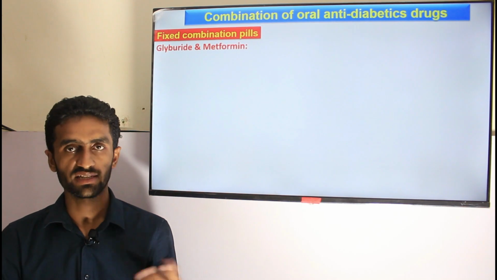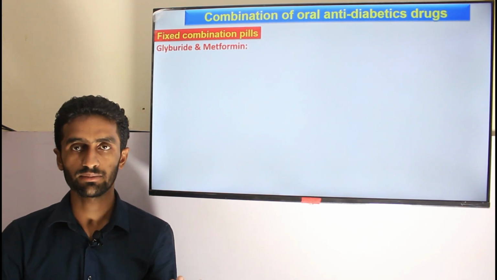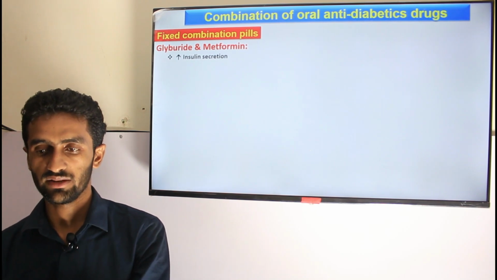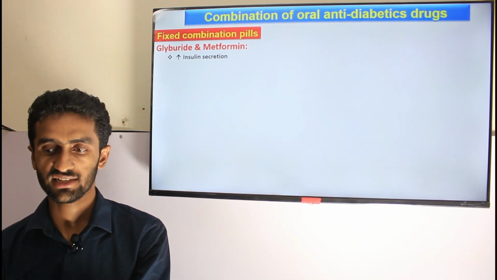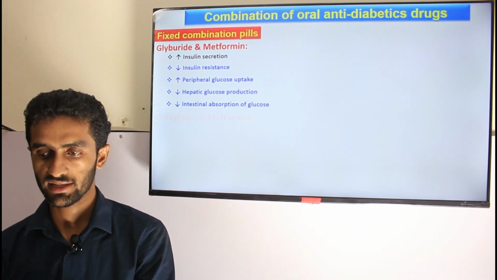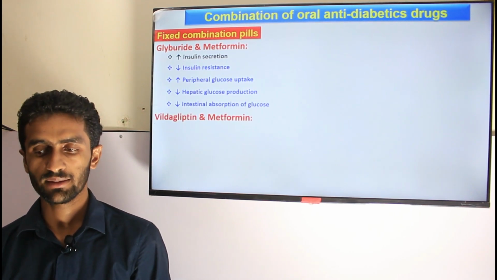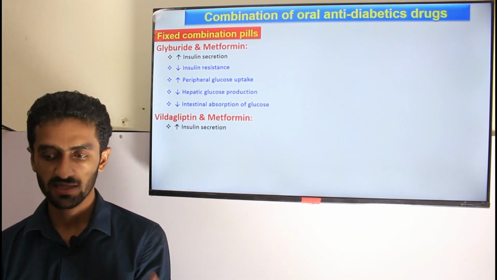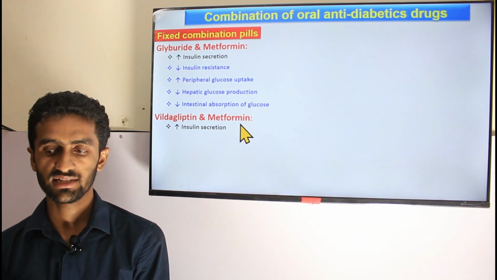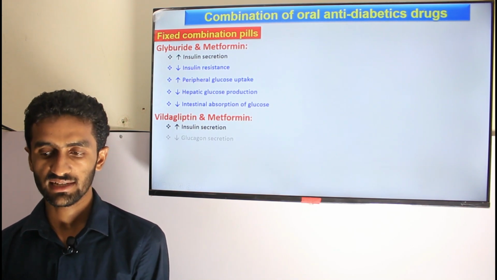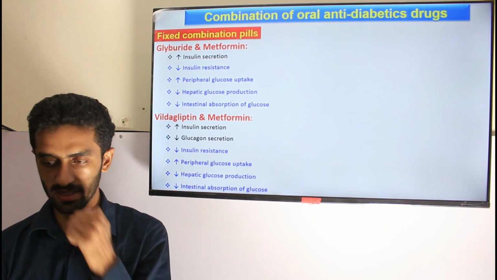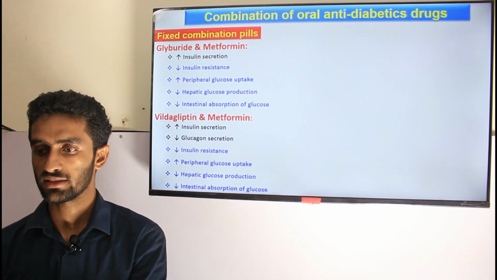So for combinations, there are some fixed combination pills that come in the market, like glimepiride and metformin. These are some beneficial effects of this combination: they increase the insulin secretion as well as decrease the resistance. Other beneficial products are here, so you can read it. And the vildagliptin and metformin is the most common combination. The vildagliptin is a DPP-4 inhibitor, metformin is the sensitizer, so they increase the secretion and decrease the resistance. In this way there are a lot of beneficial points for this combination.